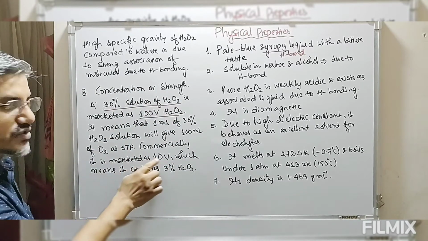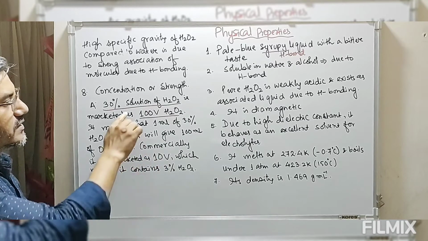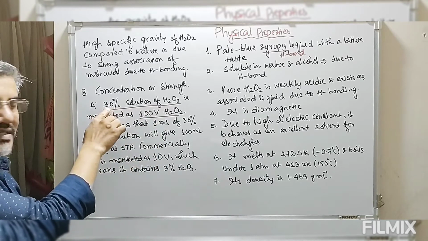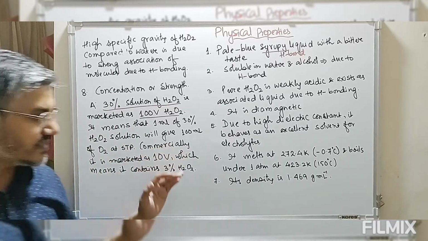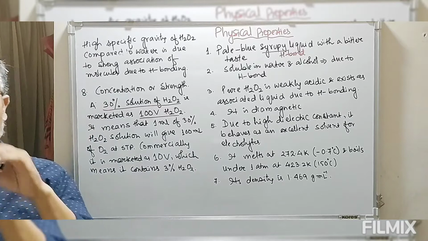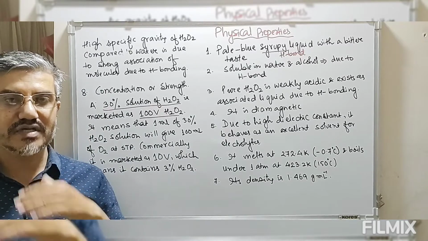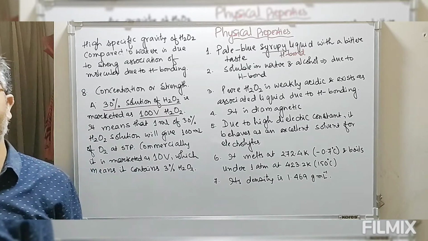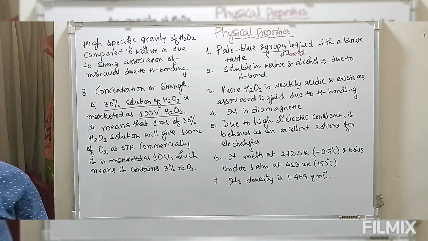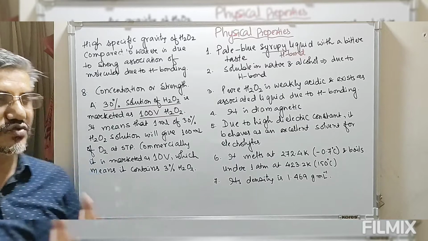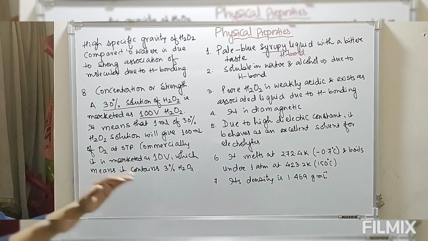Commercially, it is also marketed as 10 volume. If 100 volume is given as 30%, then 10 volume will be considered as 3%. That means, if I say the strength is 10 volume, then 1 ml of this hydrogen peroxide will release 10 ml, or 1 liter will release 10 liters of molecular oxygen at STP. So, this is what we call the strength of hydrogen peroxide.